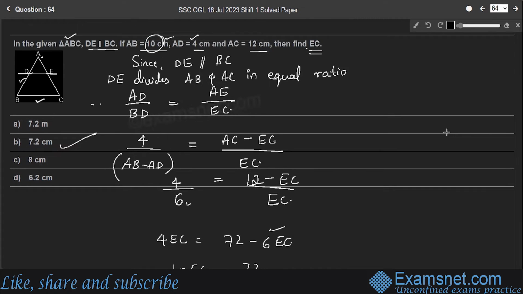So here we are using the simple concept that if a line in a triangle is parallel to the third side, and the line is inside the triangle, here DE is inside the triangle, which is parallel to one of the sides of the triangle, then this parallel line divides the other two sides in equal ratio. Therefore, AD by BD is equal to AE by EC. So we are using this simple concept. So EC is equal to 7.2 centimeter, option B.